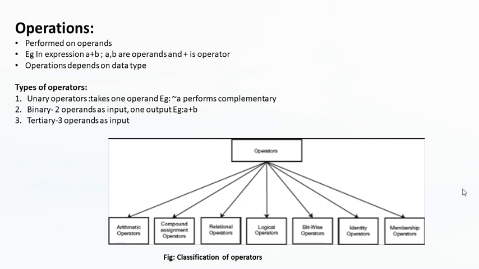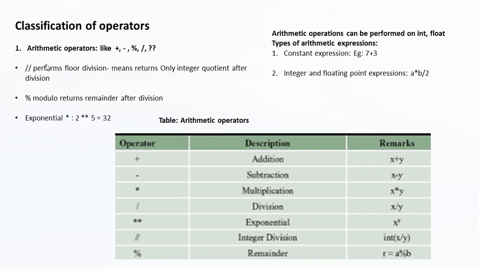This is a classification of operators: arithmetic operators, compound assignment operators, relational operators, logical operators, bitwise operators, identity operators and membership operators. We will see all of them in today's session. The first one is arithmetic operators. Arithmetic operators are plus, that is addition, subtraction, modulus, where percentage is modulus, and division. These are some of the arithmetic operators.